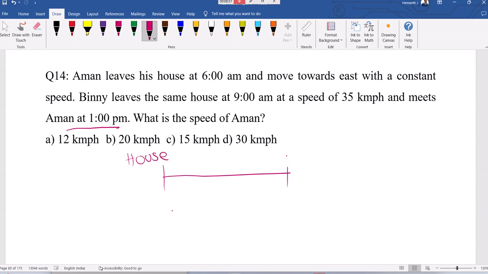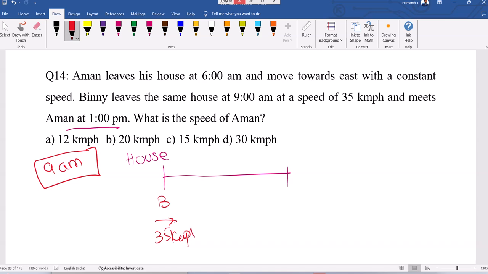Aman starts at 6 a.m. Binny starts at 9 a.m. When two different timings are there, always go with the late time. By the time it is 9 a.m., Binny is here with a speed of 35 km per hour. Aman definitely has traveled a certain distance, from 6 a.m. to 9 a.m. That is 3 hours, so he has traveled a certain distance with a certain speed.